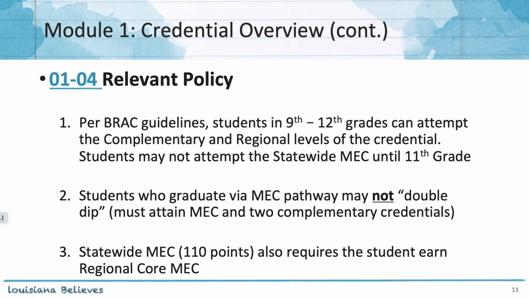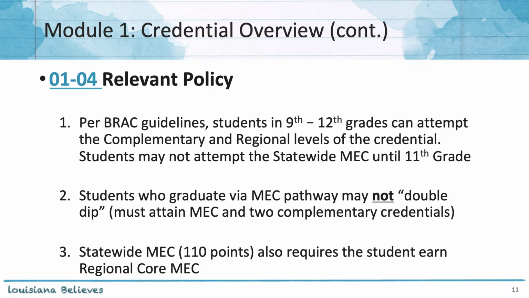0104 goes over relevant policies, and these are important to know and be aware of. The BRAC guidelines stipulate that students in the 9th through 12th grade can attempt the complementary and regional levels of the credential. But students may not attempt the statewide microenterprise credential until they have entered the 11th grade. Students who graduate by the microenterprise pathway may not double dip.